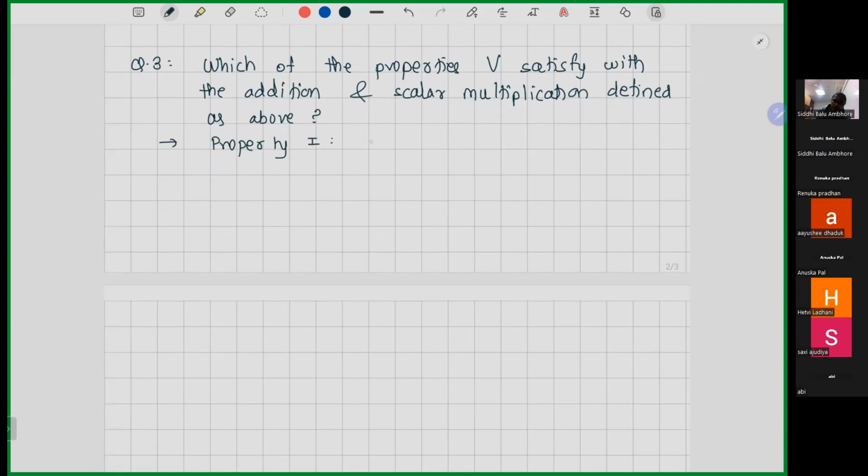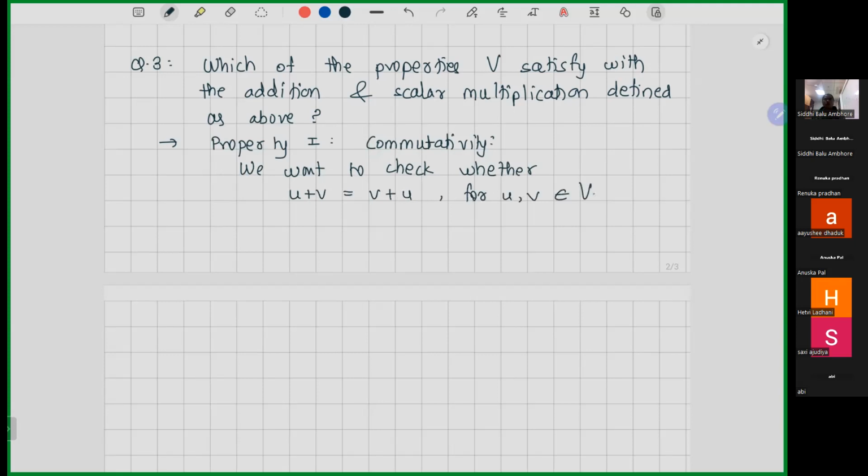Okay, so property 1 was related to commutativity. Commutativity means we want to check whether the operation addition which we have defined on set V is commutative or not, that is, whether U plus V is equal to V plus U for U and V from our set V or not.